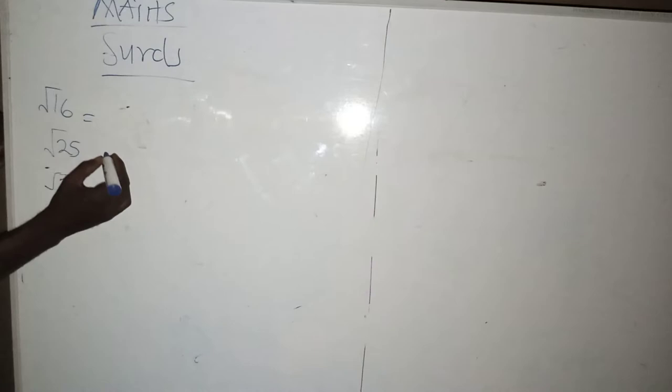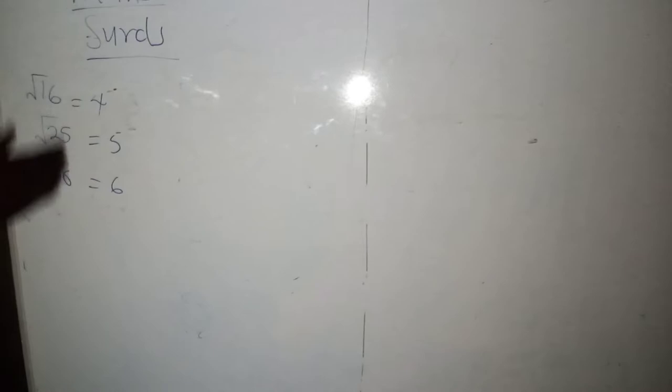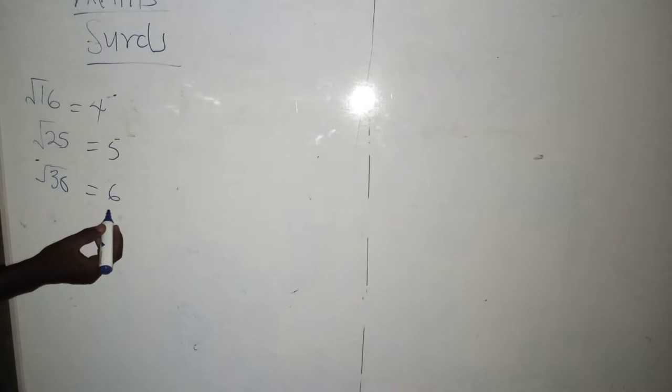Squares like root of 16, root of 25, root of 36. You get whole numbers like 4, 5, and then 6. So if you find the square root of a number and the answer is a whole number, then we call it a perfect square. So these are all perfect squares.